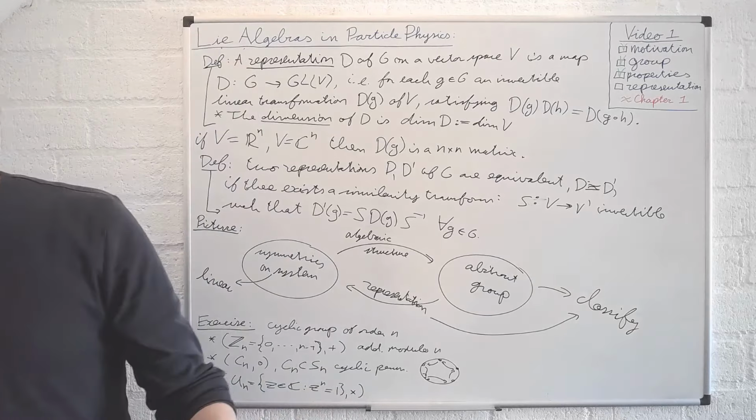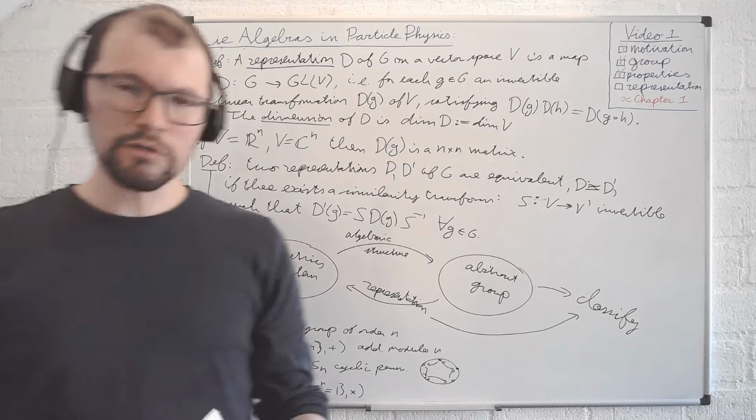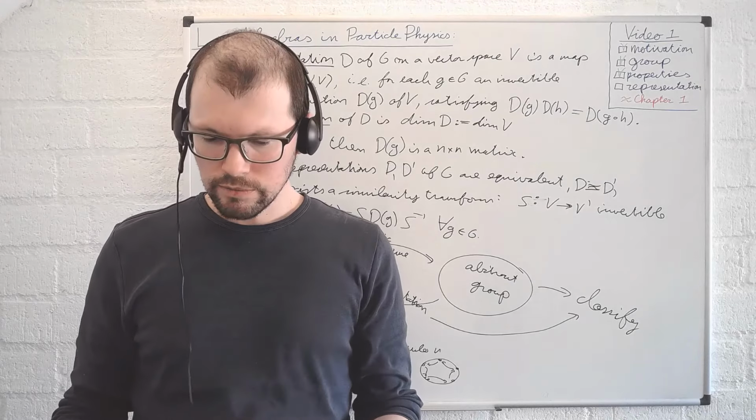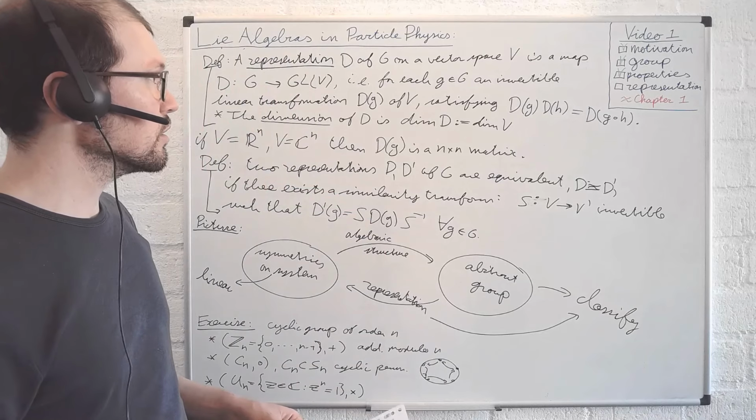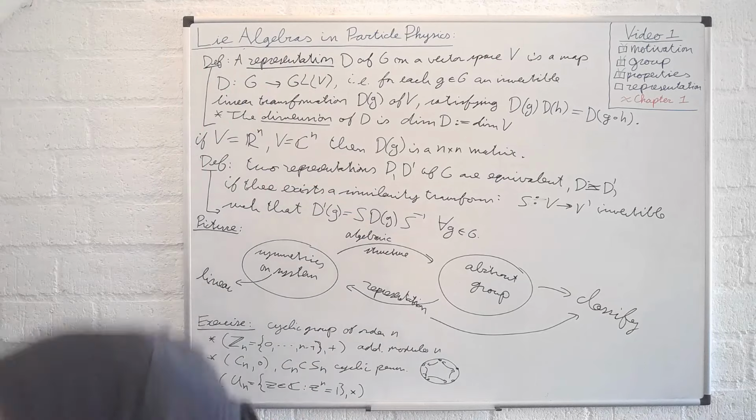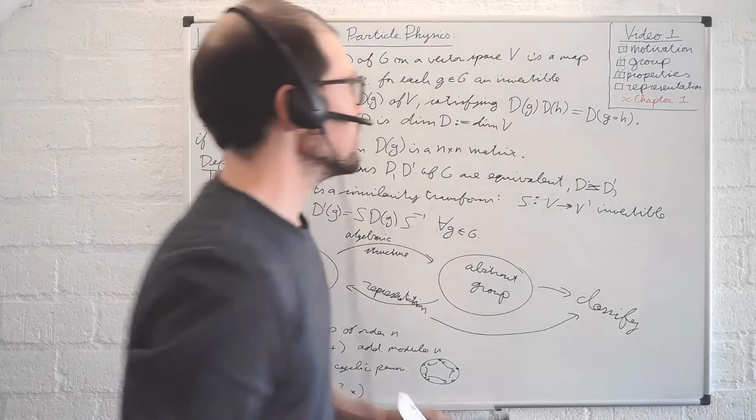Okay, so this concludes the review of chapter 1 of the lecture notes. And in the next video, we're going to continue looking at representations of finite groups.